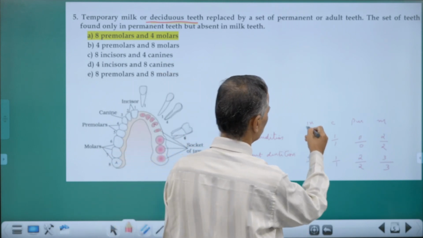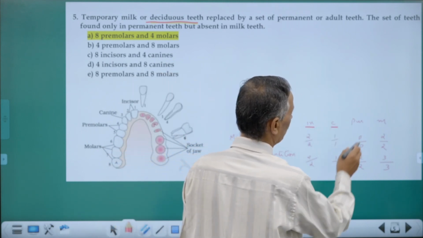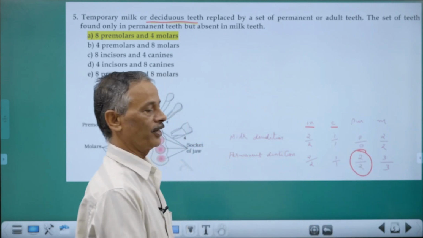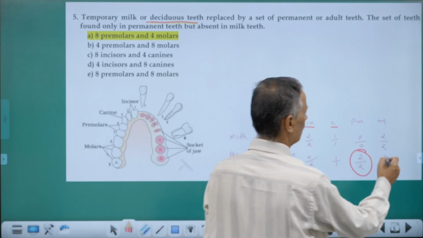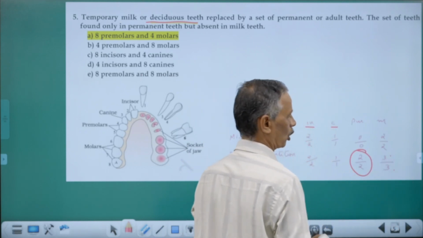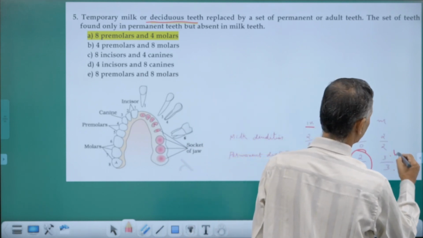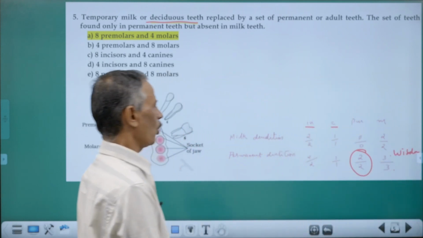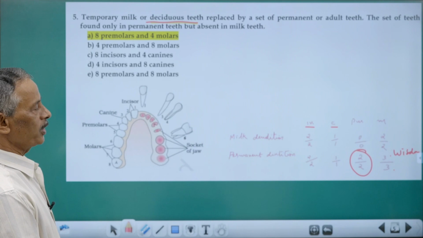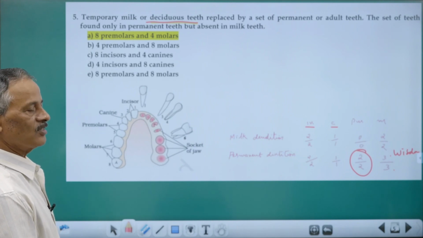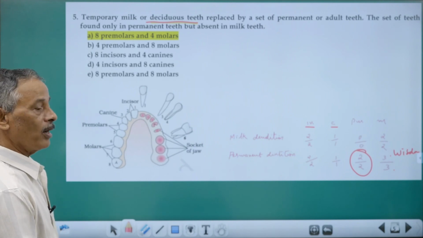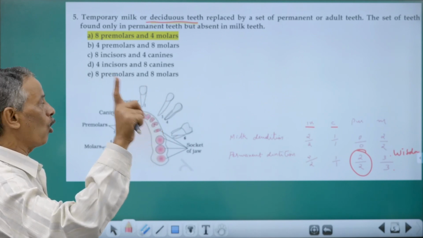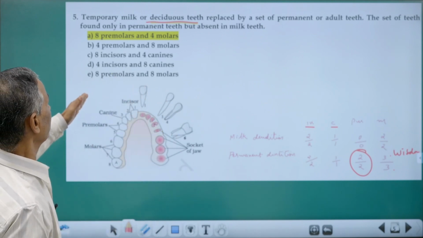There is no difference in the incisors and canines, but premolars make their appearance only in the permanent dentition. Similarly, the last one of the molars, called wisdom teeth, makes its appearance only once. So, premolars and wisdom teeth, the last set of molars, are monophyodont. They appear only once, along with the permanent dentition.